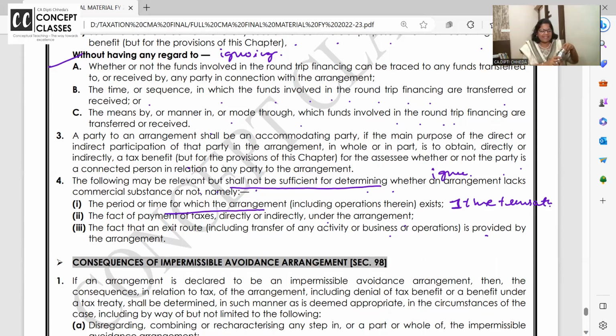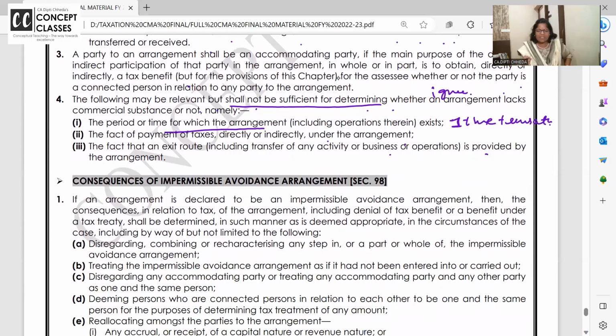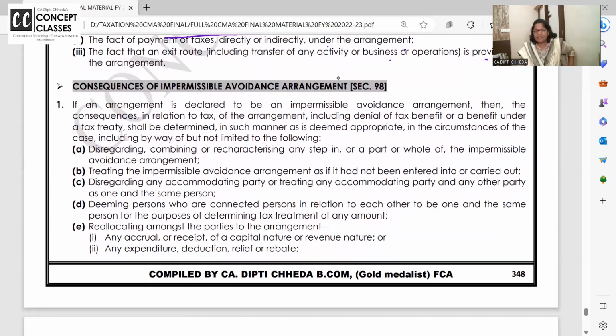Little bit technical theories there. If you're feeling I'm going on reading, just read 2-3 times and you need not write this language. Answer language is very simple. I'll share with answer. If an arrangement is declared to be an impermissible avoidance arrangement, then consequence in relation to tax, including denial of tax benefit or benefit, shall be determined in such manner, in such circumstances as follows.